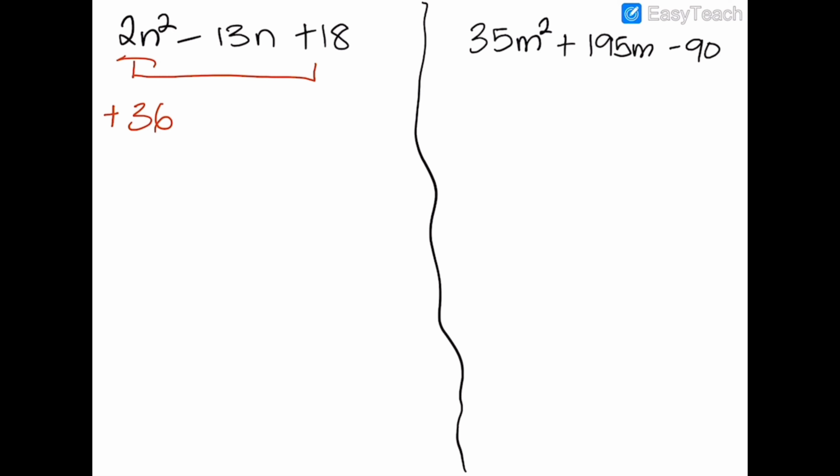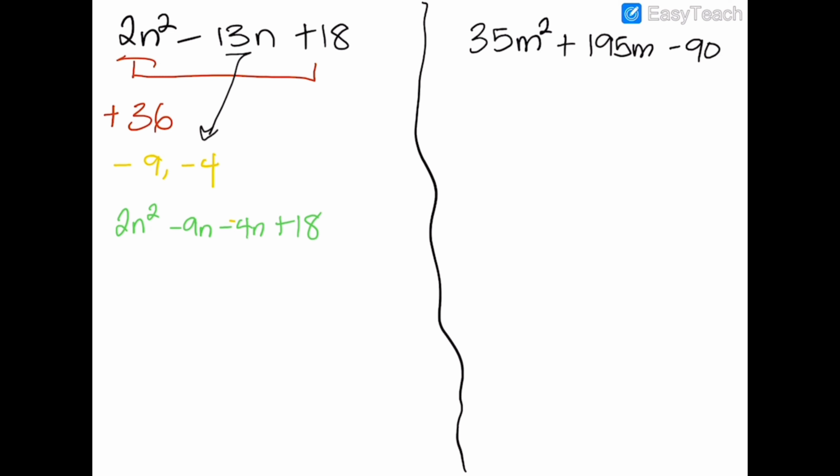Next, we have to find 2 numbers that, actually, that multiply to give us 36, positive 36, and add or subtract to give us negative 13. Pardon me. So the numbers are negative 9 and negative 4. Again, they add up. So the next step is to replace the b term with that. So we're going to do that now. We're going to have 2n squared minus 9n minus 4n plus 18.